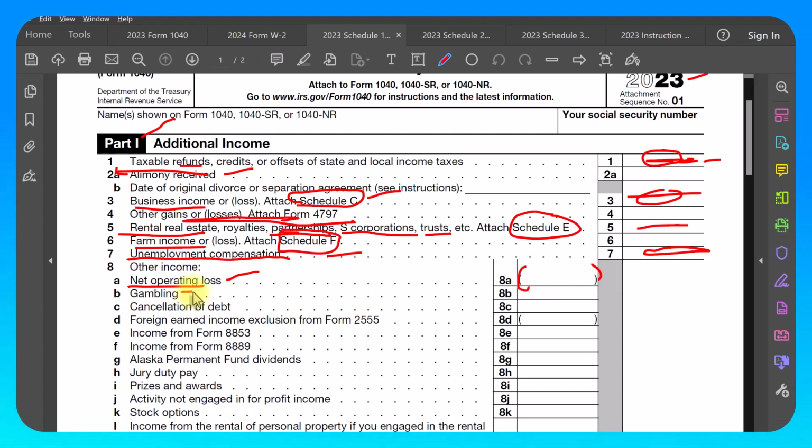Gambling winnings, the gross gambling winnings for the year has to be reported here, total for the whole year. You don't reduce this figure by any gambling losses for the year. If you do have gambling losses, those can be deducted as itemized deductions on Schedule A. But if you claim standard deduction, then you can't deduct any of those losses. Again, the gross gambling winnings reported here.